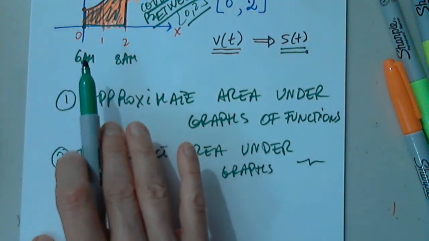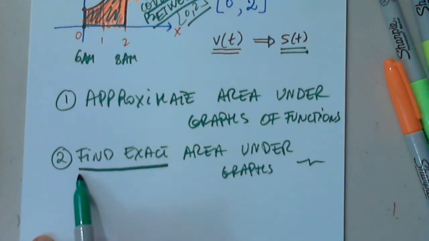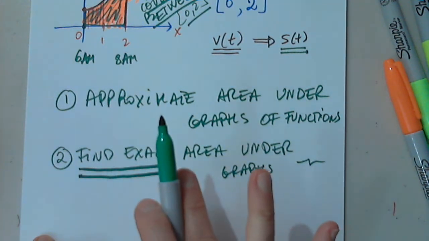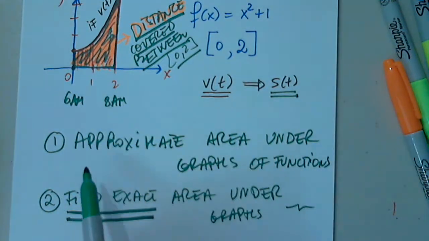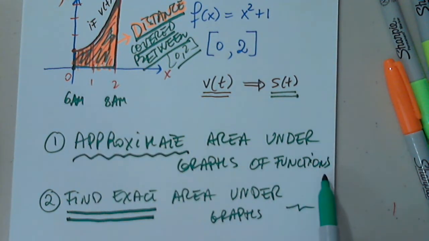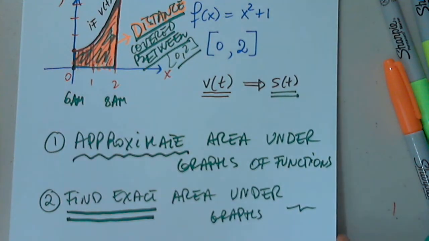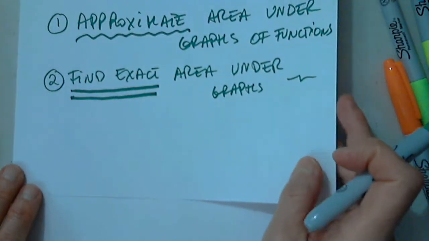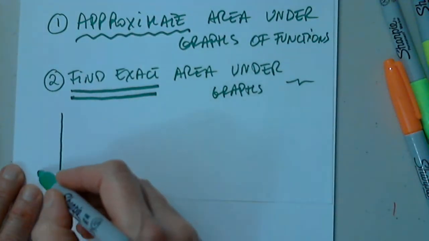Okay, right now, we don't know how to find the exact area. We will. So at this moment in time, we are going to approximate area on the graphs. Okay, how do we do that? I cannot go back there. I have to graph it again. So I'm going to graph it fast.